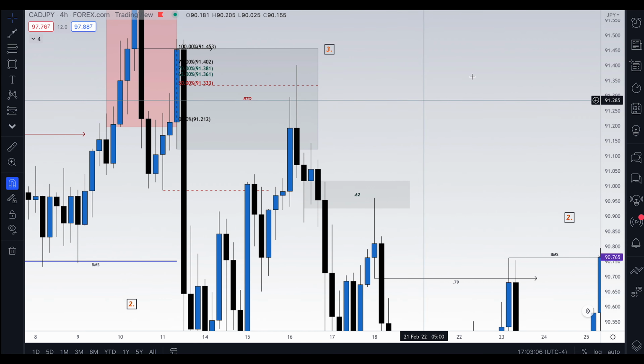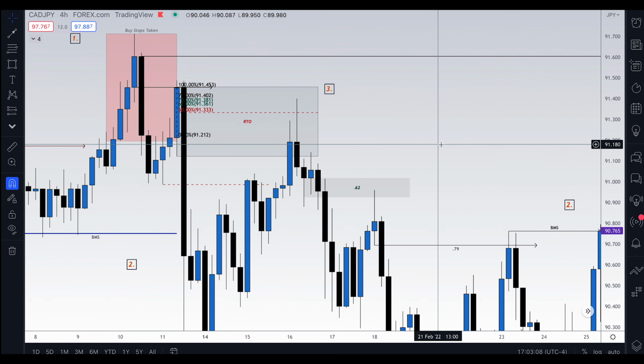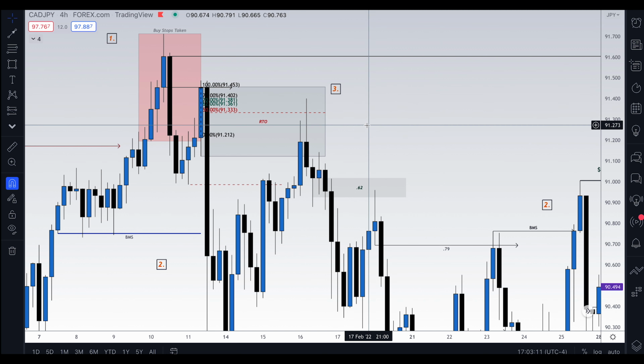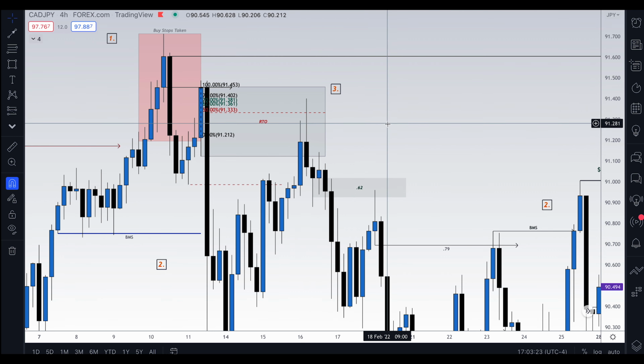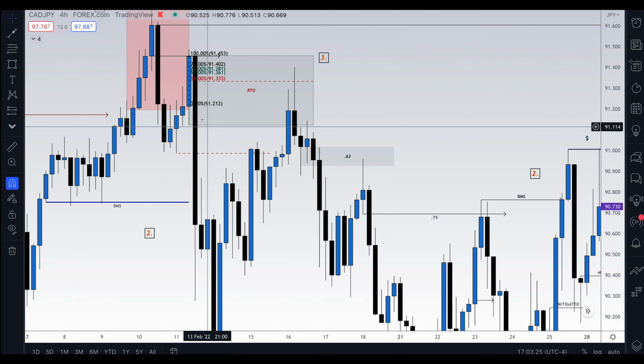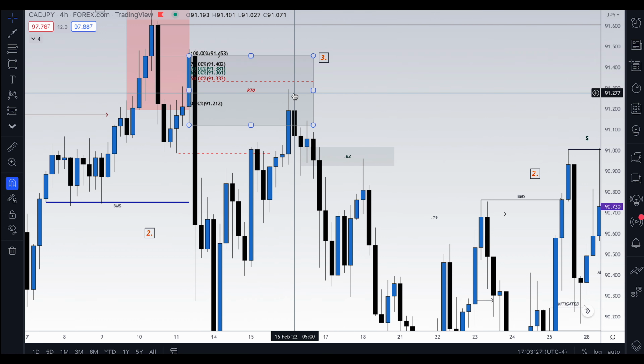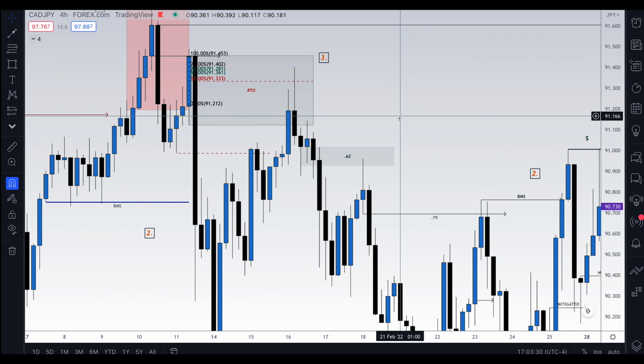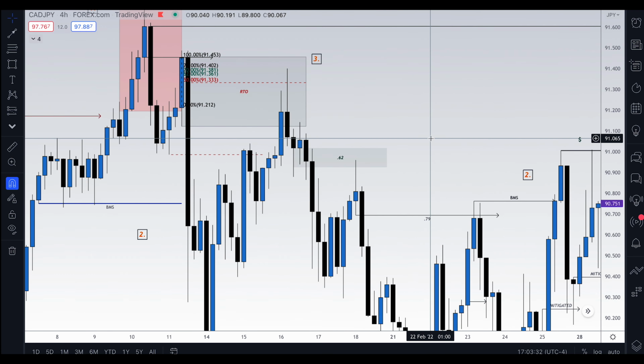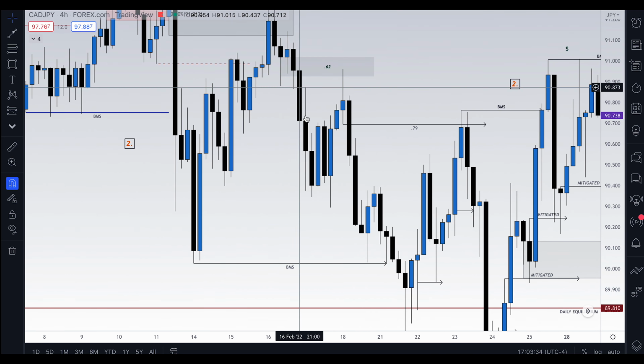There's no right or wrong way of entering, I would say. It's just really a matter of what are you looking for? Are you looking for high risk, high reward, or low risk, high reward? Then you want to refine, and you can refine all the way down as much as you can. But we see price come into that return to origin, and then we get that drop lower. You take your entry, and then boom.